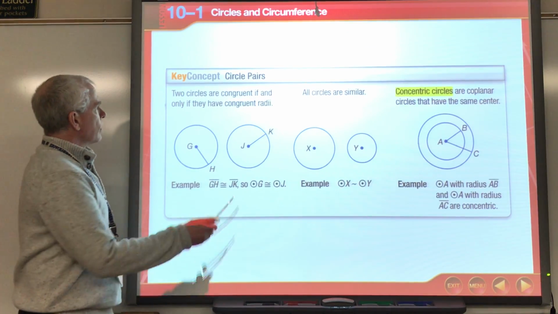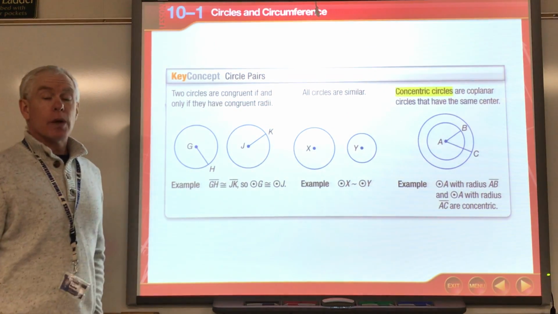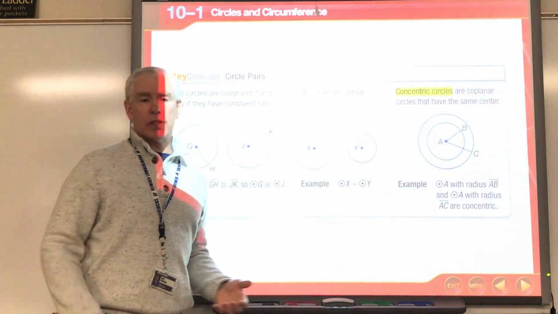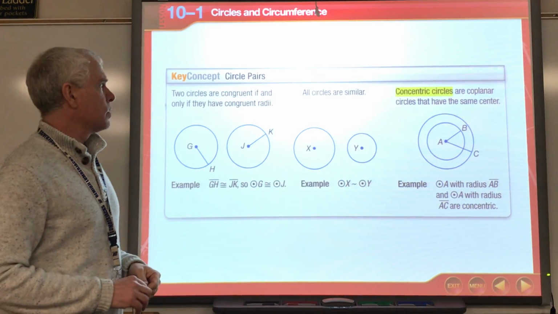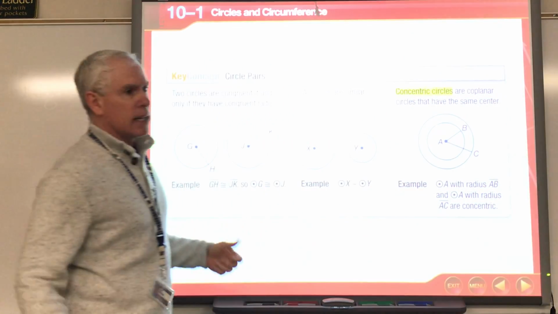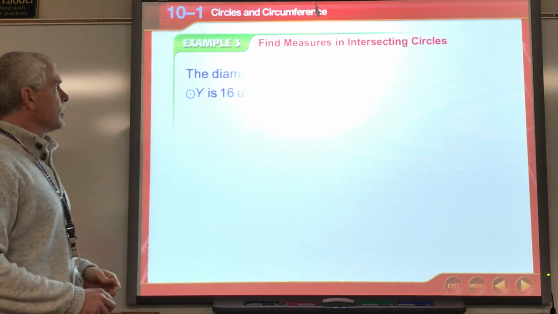Circle pairs. Okay? Two circles are congruent if they have the same radius. All circles are similar because the ratio of the radii is always going to be the same. And concentric circles are circles that have the same center. So just some terminology here, you guys.